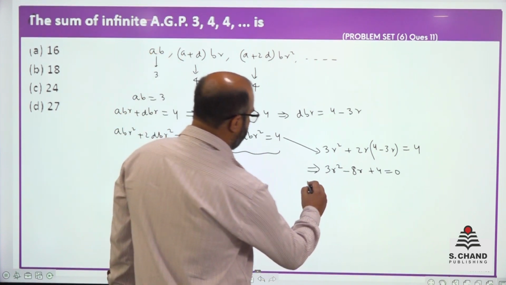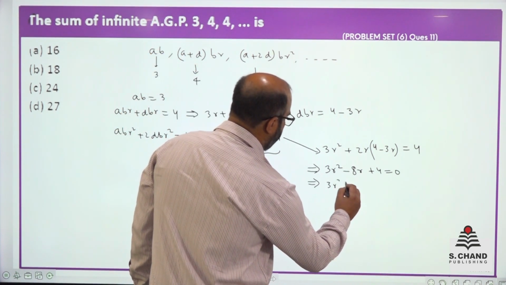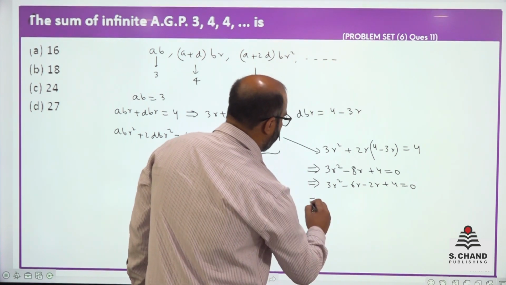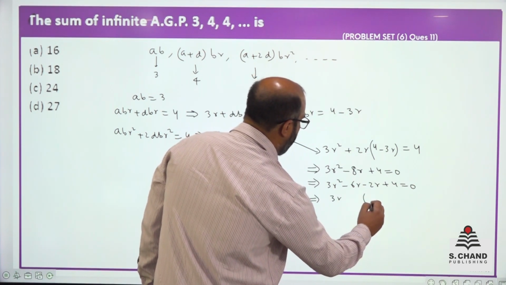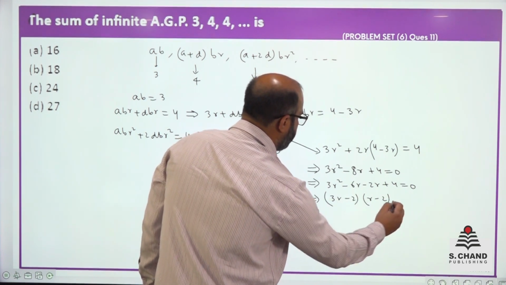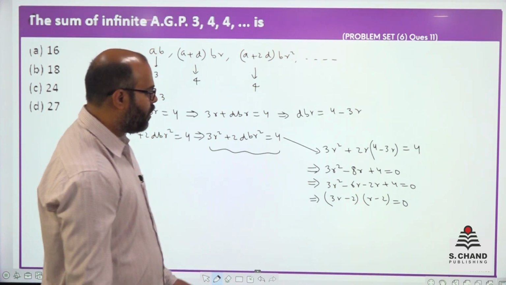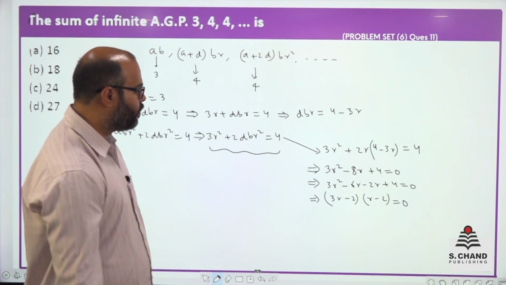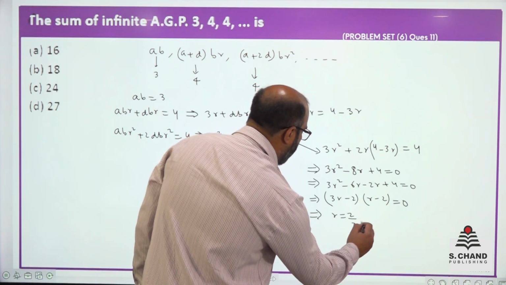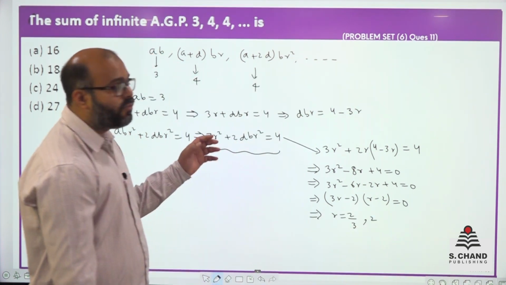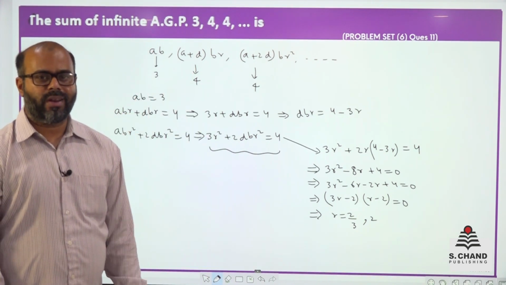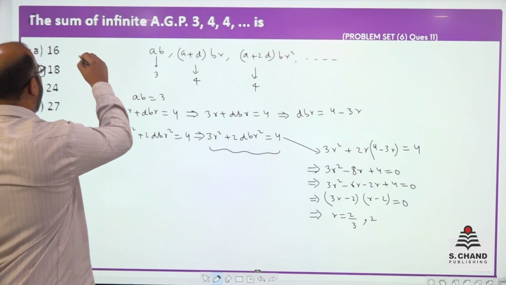Now let us solve this. So 3r square minus 6r minus 2r plus 4 equal to 0. So from here 3r common, r minus 2, and minus 2 here again is equal to 0. Right? Calculation I hope is clear to every one of you. Now r is equal to 2 by 3 comma 2. Now this is an infinite AGP and its sum has to be obtained. So clearly the mod of r is less than 1.